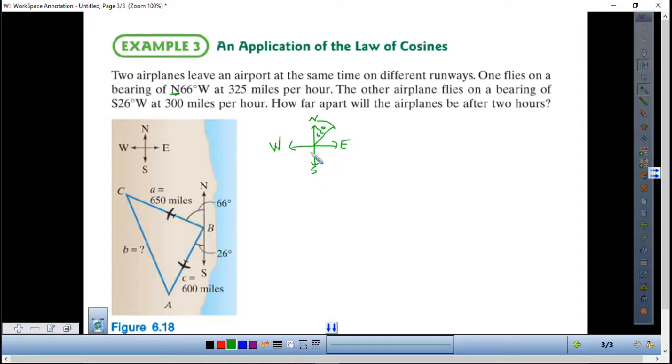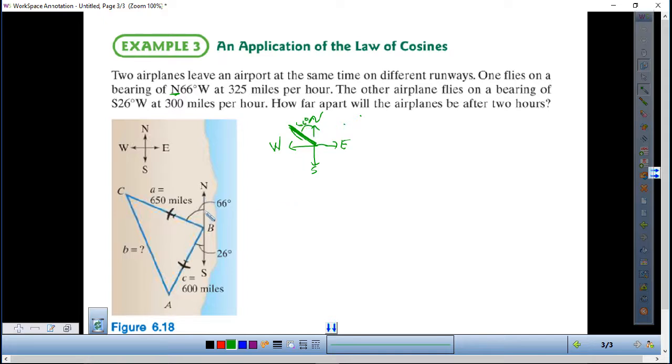So if we want that in standard position, well, never mind. Let's get back to what we're doing here. Sorry, west. I did east. So north, 66 degrees west. So that's this direction here. And that's this angle, 66 degrees.